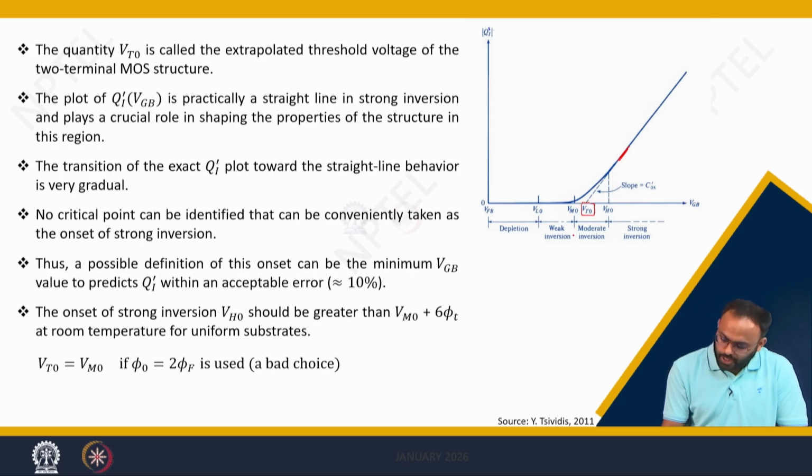Again, we have already discussed that keeping VT0 the same as VM0 means the surface potential is exactly 2 phi f. It is a bad choice. In older days, when the supply of MOS structures or MOSFETs was very high, almost 5 volts, 10 volts, in that condition if you measure this small change of millivolts, this is not significant.